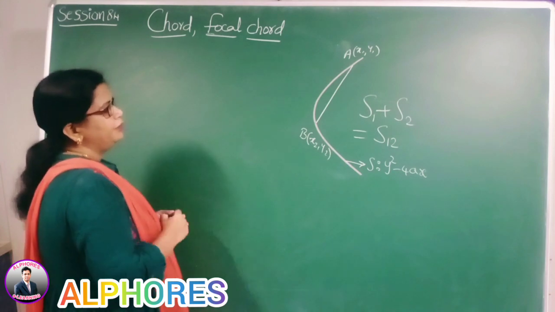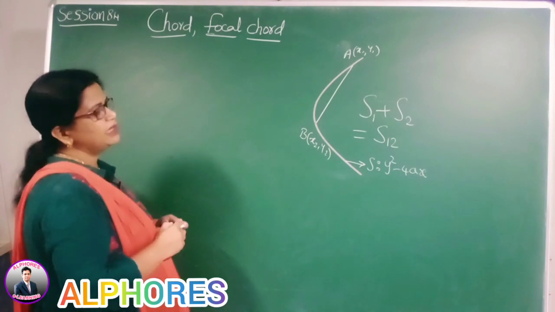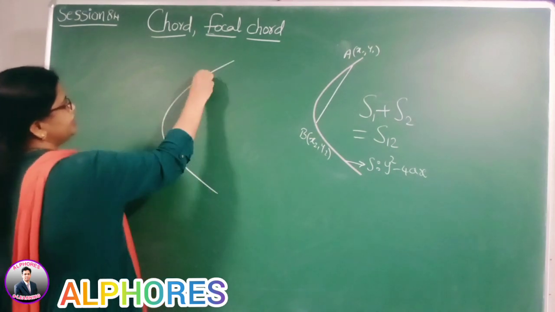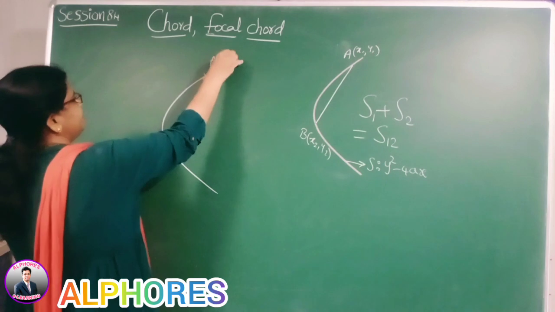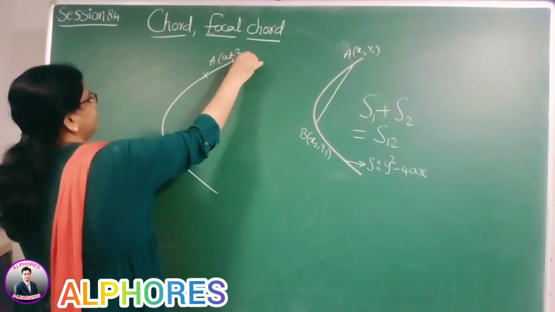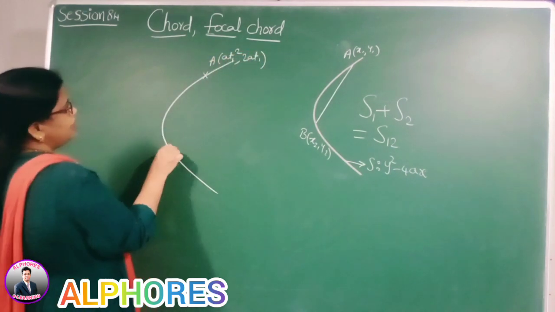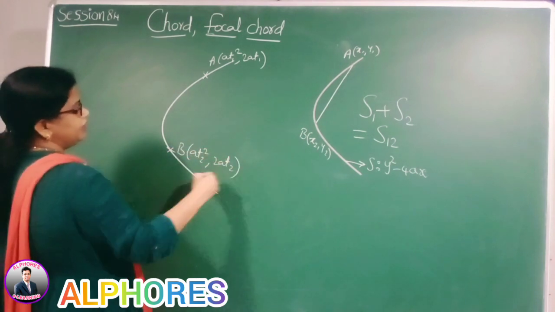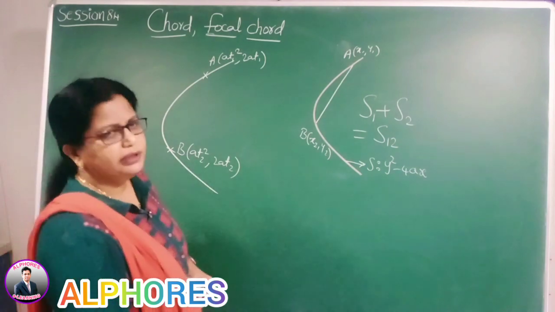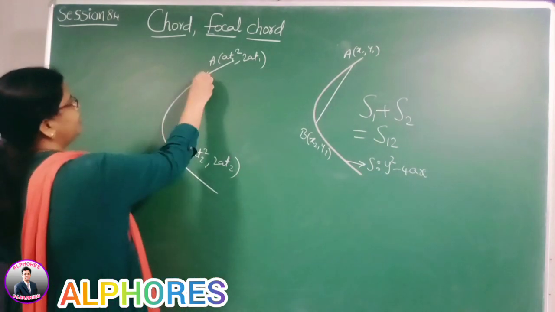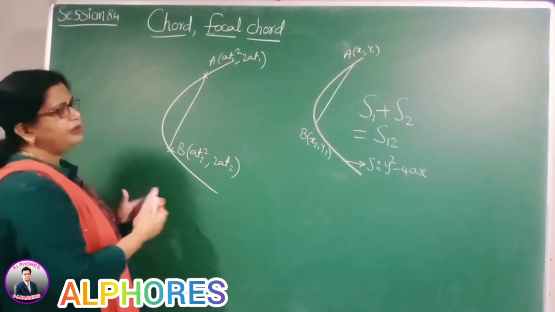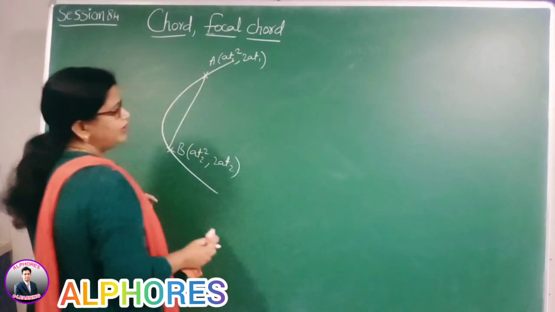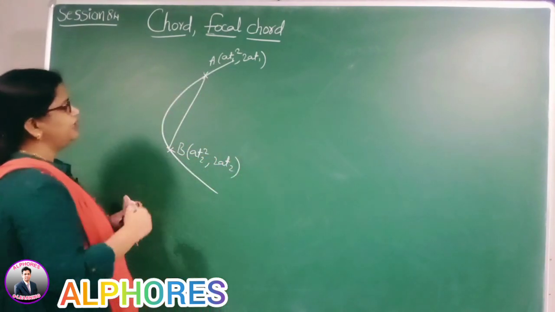Okay, and now our interest is in terms of parametric coordinates. Suppose I am taking parametric coordinates, that is A of (a t1 square, 2a t1), and the other value is B of (a t2 square, 2a t2). Now in this case, what about the equation of chord joining 2 points? A very important concept, students.